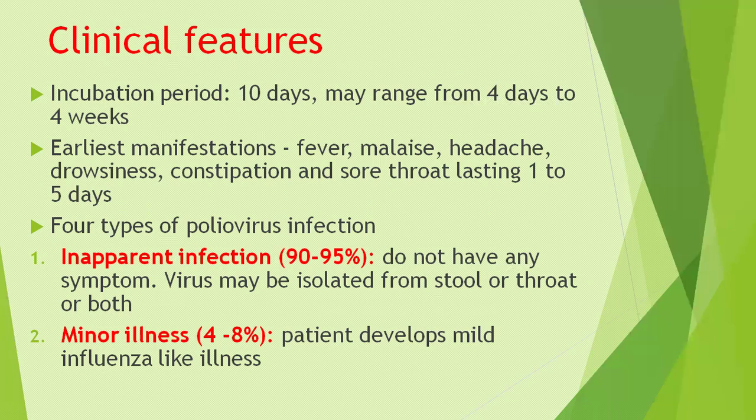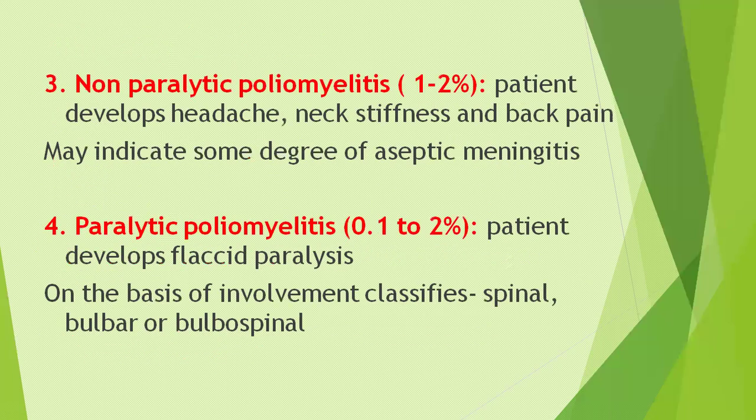And next, minor illness. 4 to 8% of children develop mild influenza-like illness, like flu-like symptoms. And next, the third one, non-paralytic poliomyelitis. 1 to 2% of patients develop headache, neck stiffness, and back pain, and it indicates some degree of aseptic meningitis. What is meant by aseptic meningitis? Viral meningitis. Here, neck stiffness is a characteristic of viral meningitis.